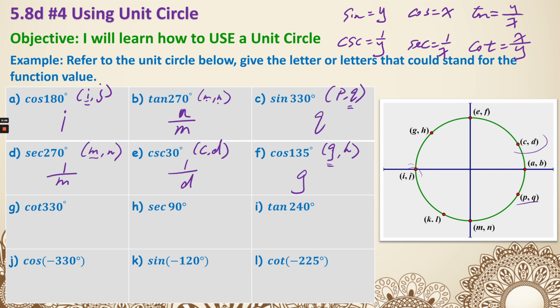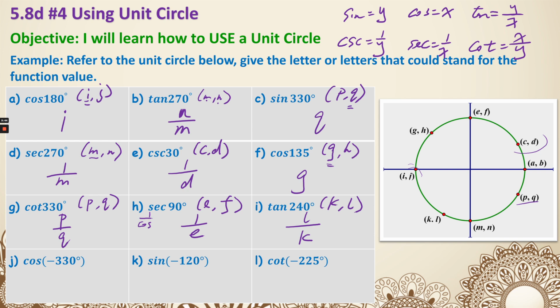G, cotangent 330, that is the fourth quadrant angle, so P, comma Q. And cotangent is the reciprocal of tangent, so it has to be x over y, so it's P over Q. H is secant 90 degrees. 90 degrees is the point E, comma F. Secant is 1 over cosine. So in other words, 1 over x. 1 over E. I, tangent 240, that's a third quadrant angle, and the only one in there is K, L. And tangent is y over x, so it's got to be L over K.